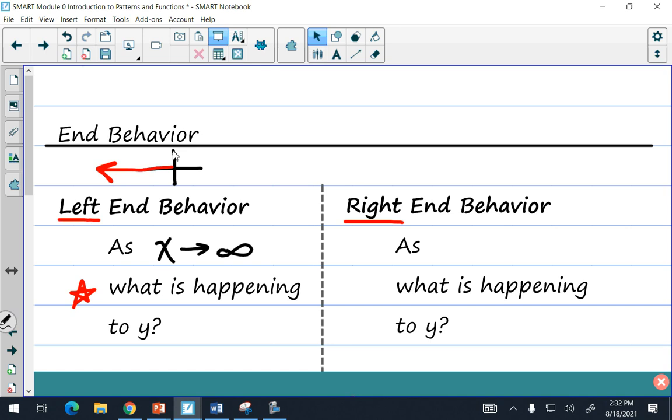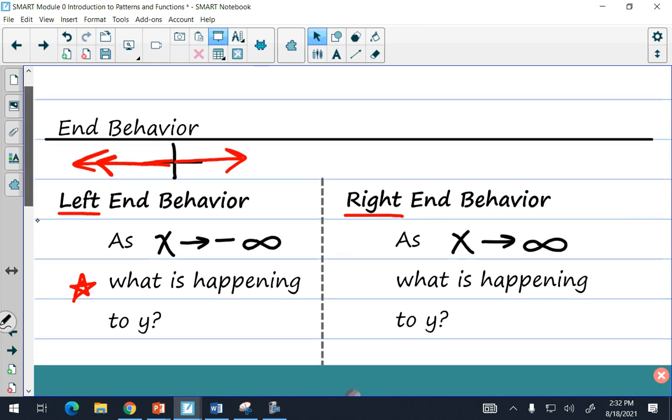So our right end behavior is as I am going further and further to the right. If I'm going further to the right, that means x is approaching infinity. So that's new notation for you. Oh my goodness, I made a little error right here. Let's fix this. My left end behavior is x approaching negative infinity. Make sure you correct that. Negative infinity right there. That's negative infinity on the left because I'm going more and more to the left. Sorry about that, little typo. But in both cases, I'm looking at what is happening to y.